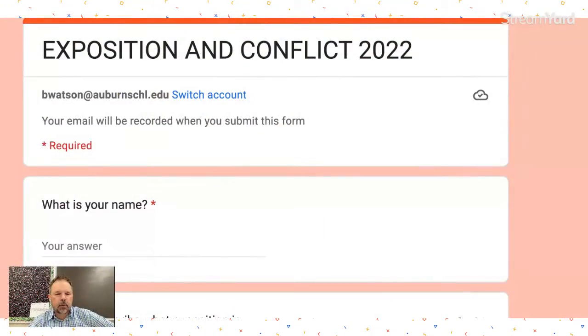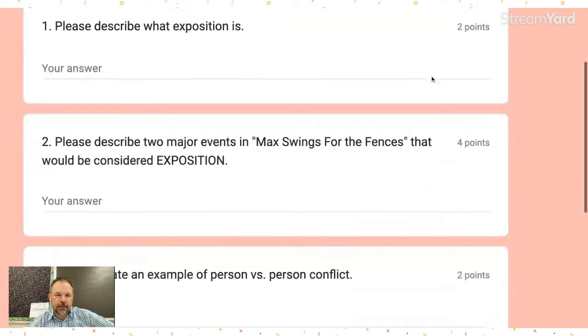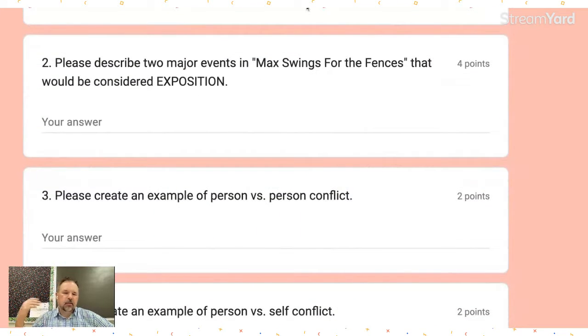But let me make this really small here. You can see the first thing I'm asking you is what's your name? Please fill out your name. That's easy, right? The next one, though, getting right into it. I talked about this. Two major events. Max swings to the fences, could be exposition. And then we get into the conflict stuff. So person versus person. Please create an example of person versus person.